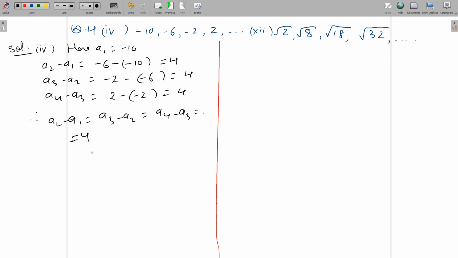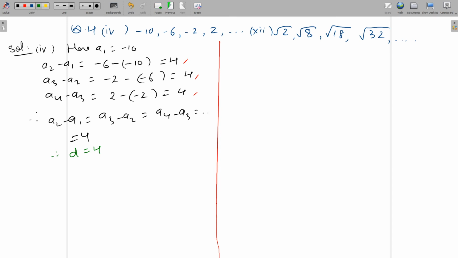That means the difference is the common difference, because it's common. Here you can see this 4. Everywhere the number is 4. This is 4, 4 and 4. Common difference. So we can say that 4 is the common difference. Therefore, D equal to 4. D means common difference. Now what we have to do is write the next three terms.